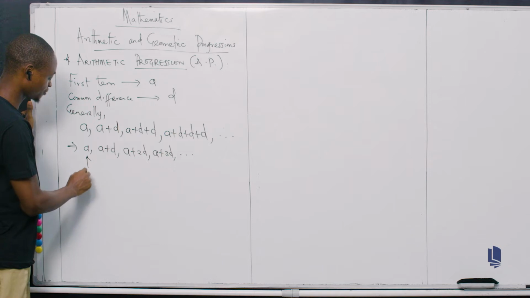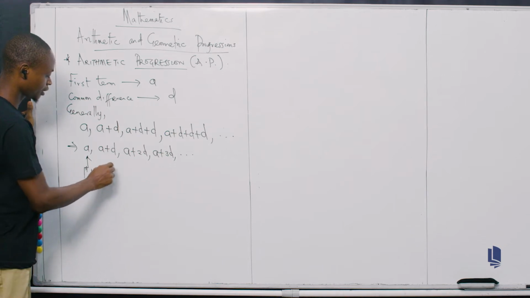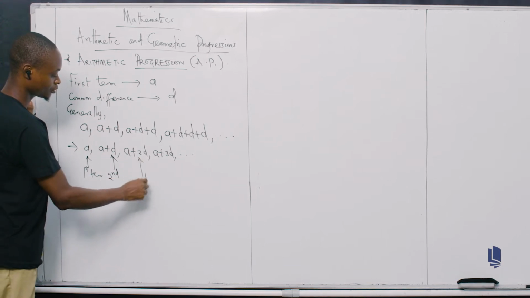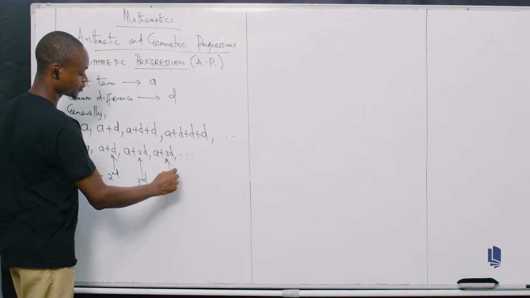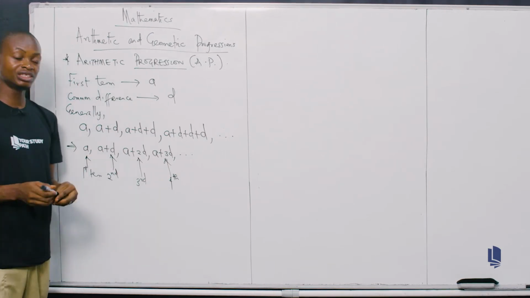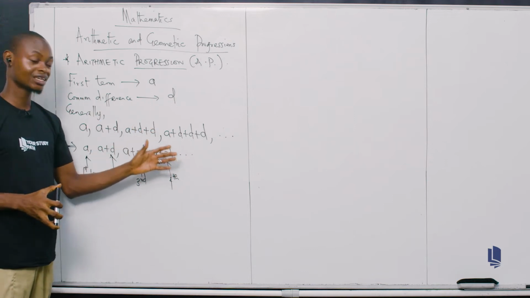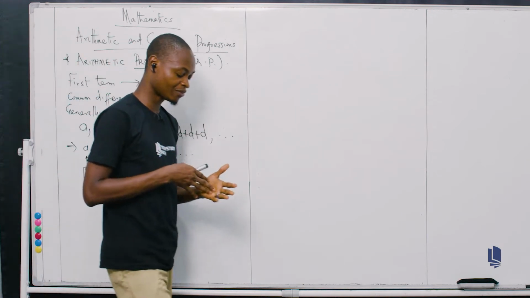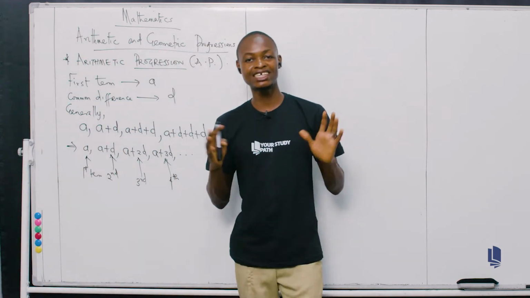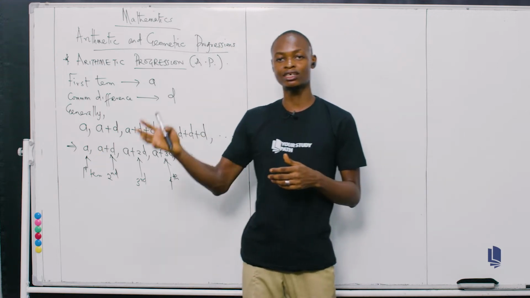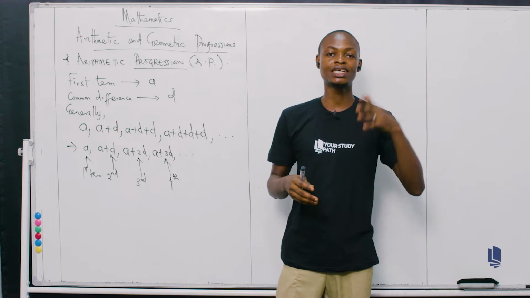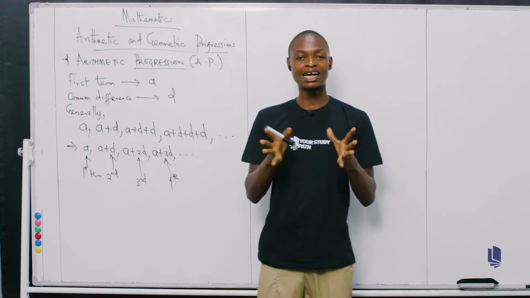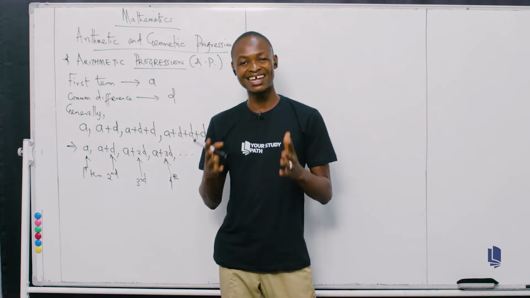This is the first term. This is the second term. This is the third. This is the fourth. What this therefore means is that we can generalize this and look for the nth term. Nth term means what term or what value would be at any term we decide to pick. So let's say we pick the 10th term, what would the value look like? Let's say we pick the 20th term, what would the value look like? Let's say we pick the 50th term, what would the value look like? Generalizing that will give us a concept called the nth term.